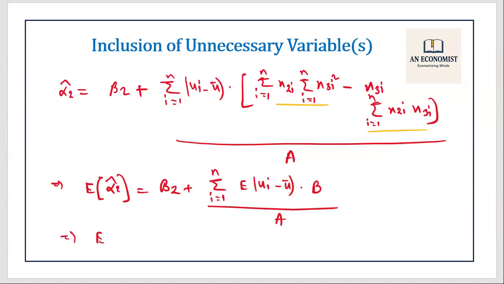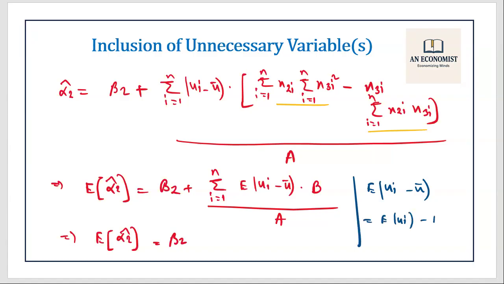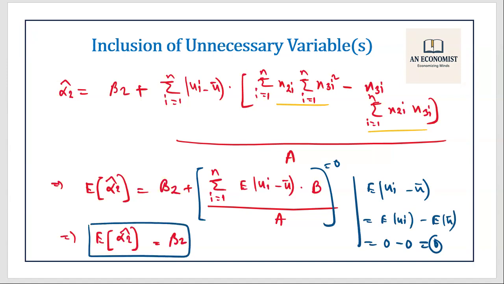So you can treat this as a constant. So alpha 2 cap will be simply equal to beta 2 plus this term. By this time, I hope you know that expectation of ui minus u bar will be expectation of ui minus expectation of u bar. So both are individually 0. So this term will be 0. So this entire expression will come out to be 0, and that is how you prove that alpha 2 cap is an unbiased estimator of the true population parameter beta.